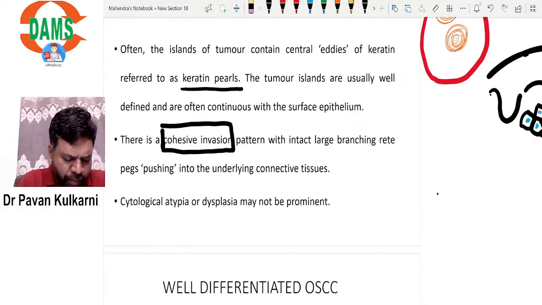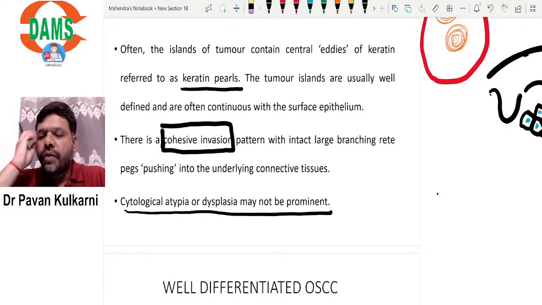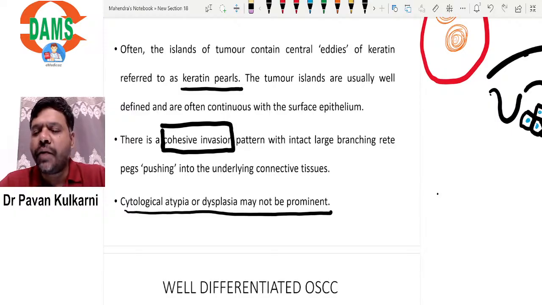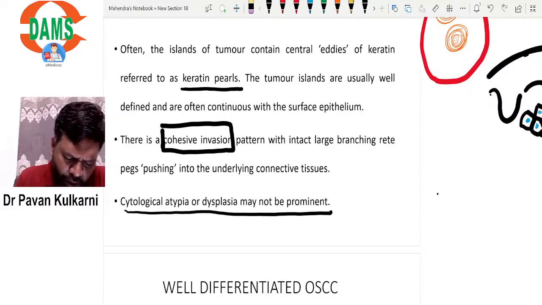Cytological atypia or dysplasia may not be prominent. That means, what is dysplasia? Already we have discussed. Dysplasia means the disturbed cellular arrangement and orientation. So in well differentiated squamous cell carcinoma, dysplasia may or may not be present. Okay, that is important. So it is not a must. Usually it will not be prominent.